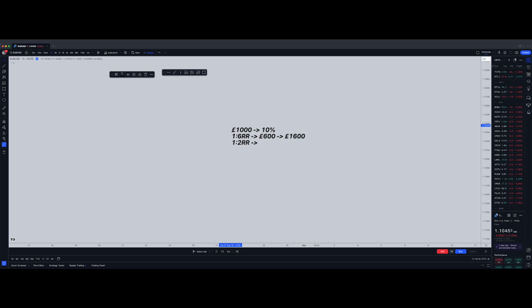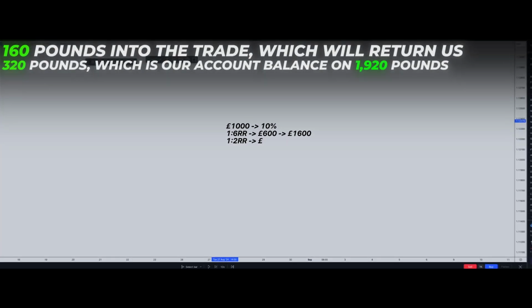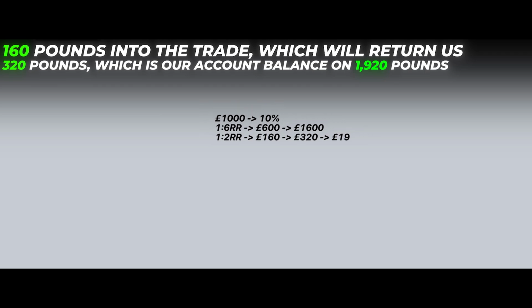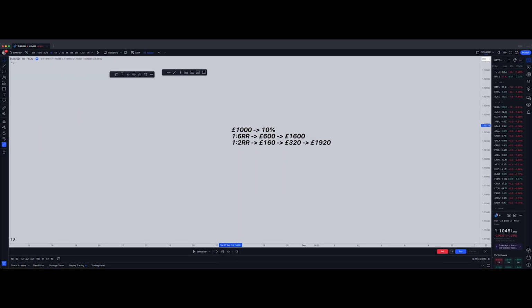So instead of putting £100 into the trade, we are putting £160 into the trade, which will return us £320, which will put our account balance on £1,920. So in the space of the month, we have returned 92% on our starting amount that we put in, just off of those two trades, right?